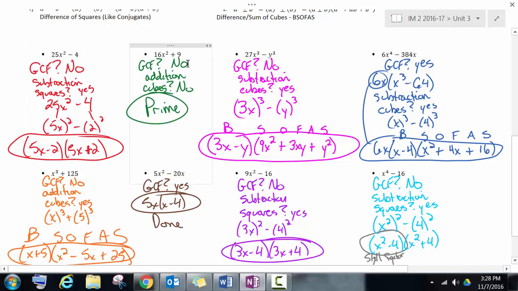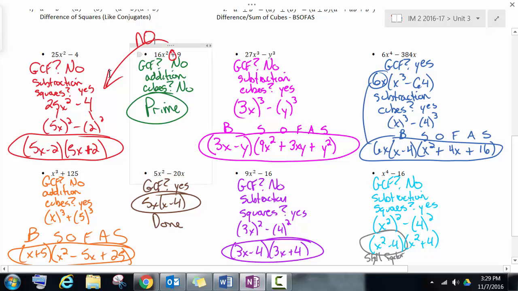Now look at this next one, 16x squared plus 9. Is there a GCF? No. It's addition. So if it's addition, only if they're cubes can we go farther. Are they cubes? Is 16x squared something cubed? No. So it's prime. Because this was subtraction, we couldn't do what we just did there.